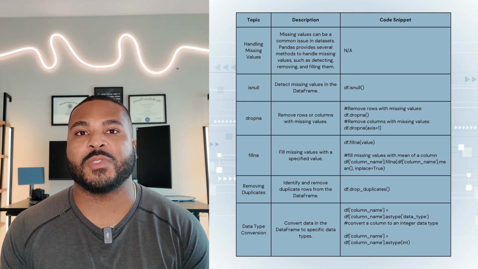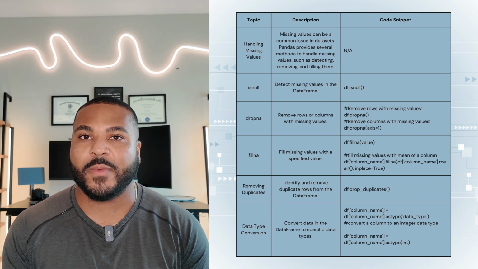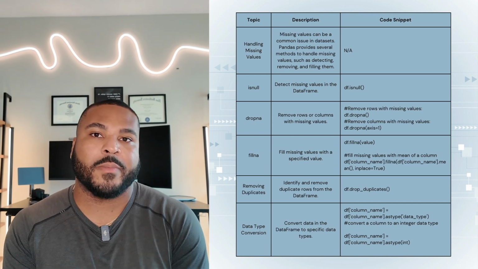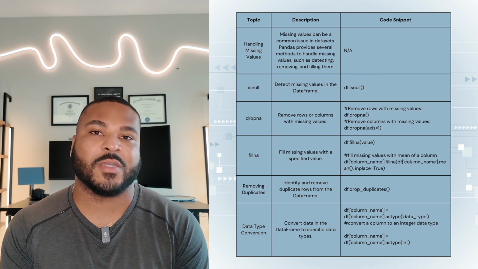To fill missing values with a specified value, use the fillna method. This is useful when you want to replace missing values with a specific value, such as the mean or median of a column. You can also fill missing values with the mean of a column, as shown on the screen.